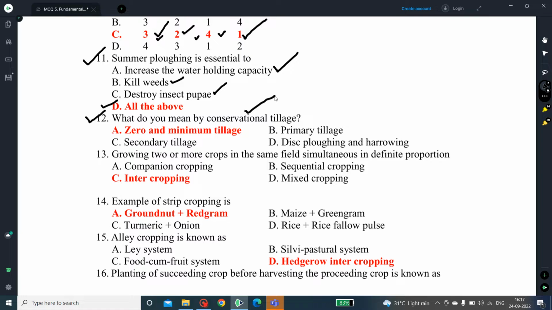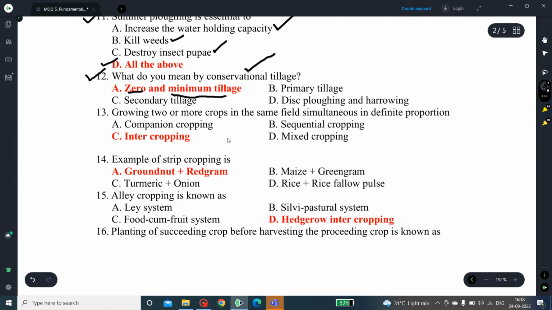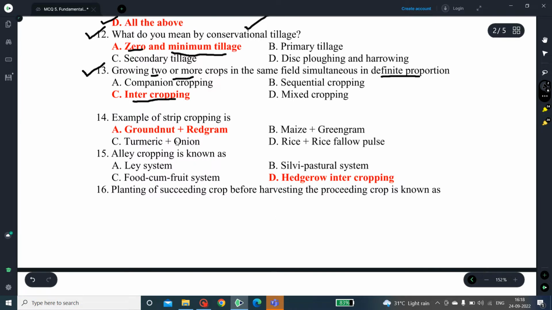The conservational tillage means zero and minimum tillage. That is the correct answer. And the next question, growing 2 or more crops in the same field simultaneously in definite proportion, and that cropping system is intercropping, and intercropping is the correct answer.